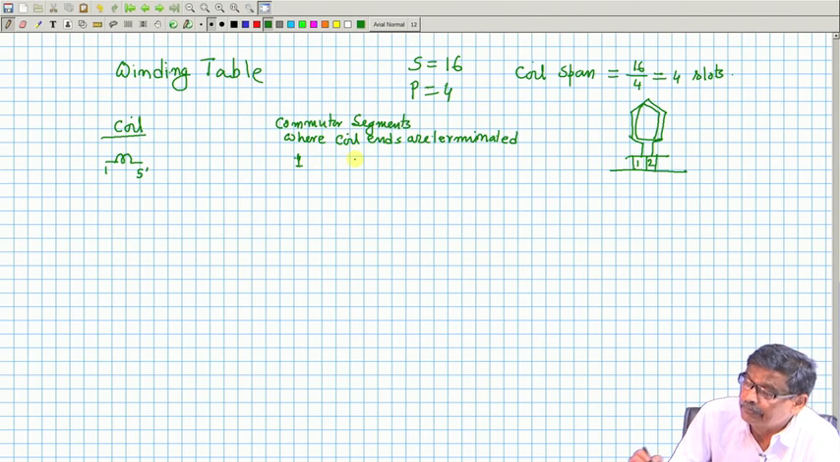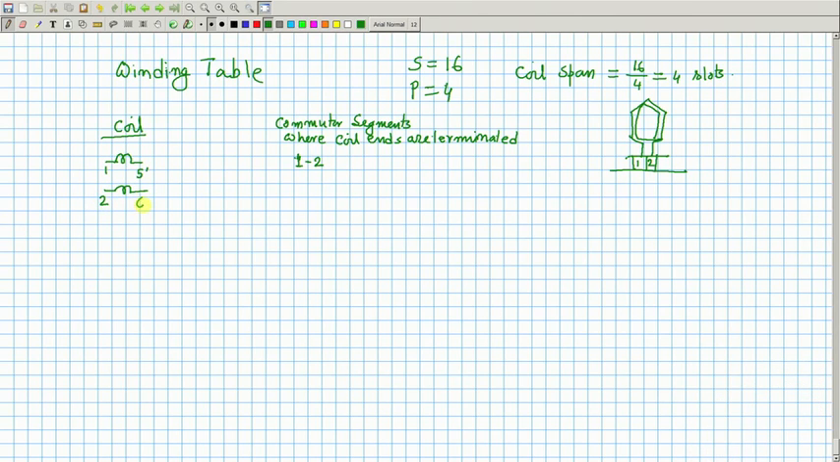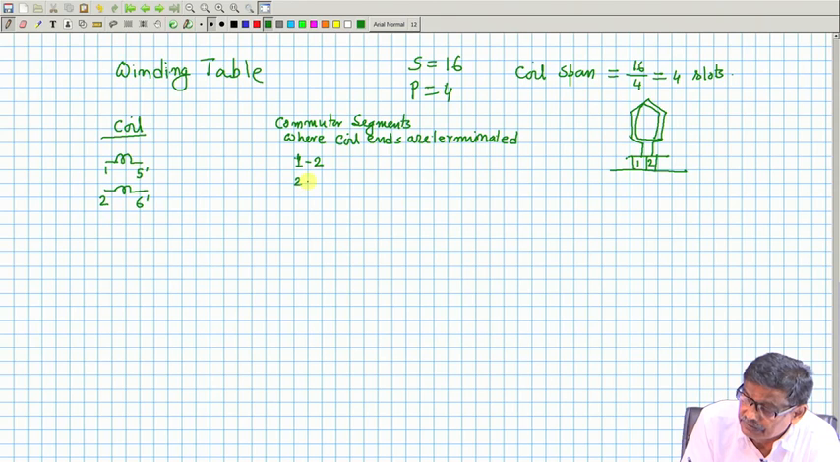So, commutator segments I will also number 1 to 16. So, 1 and 2, 1 will be terminated here, 5 dashed. Next coil, 2 6 dashed. This junction I will terminate it in commutator segment 2 and its other end 3, like that. 3 7 dashed. In this way I will carry on.